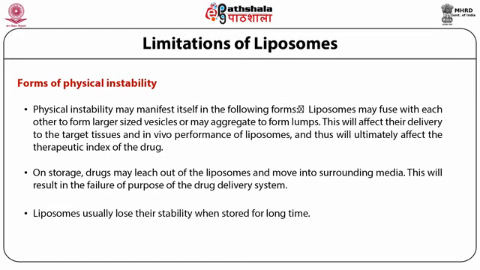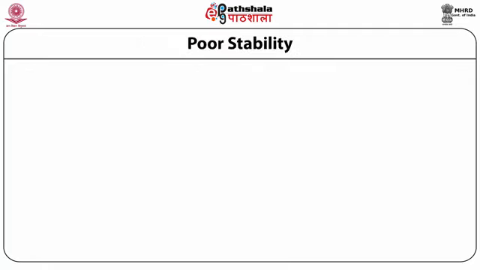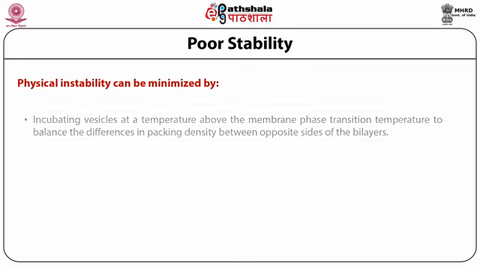Liposomes usually lose their stability when stored for a long time. Liposomes may have short half-lives. The problem of physical instability can be minimized by taking the following measures. Leakage or the fusion of liposomes can be a result of lattice defects of the membrane. This can be minimized by incubating the vesicles at a temperature above the membrane phase transition temperature to balance differences in packing density between opposite sides of the bilayers by transmembrane flip-flop. This process is called annealing.